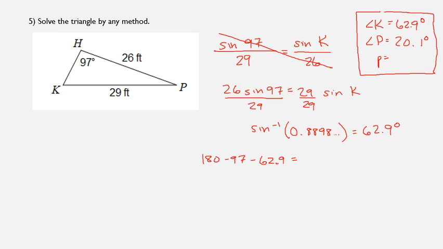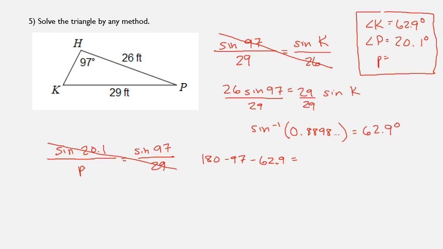Okay, and finally we need little p. So little p, we now know the angle across from little p. We just barely found it, so we can set up law of sines with our new angle that we just found over our missing little p. And then let's go ahead and use sine 97 over 29 again.